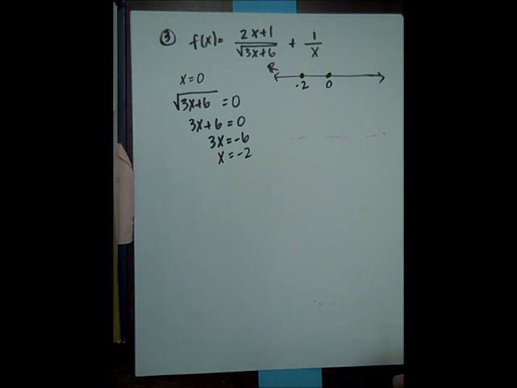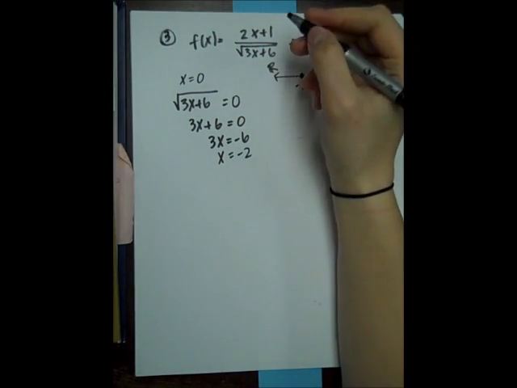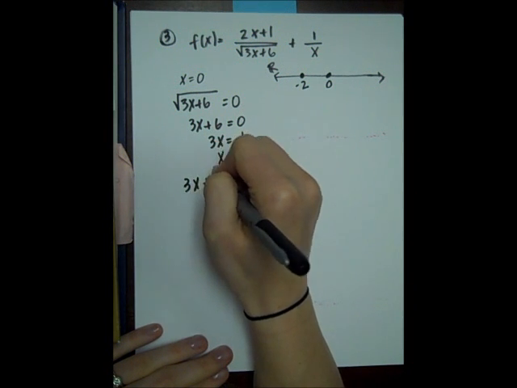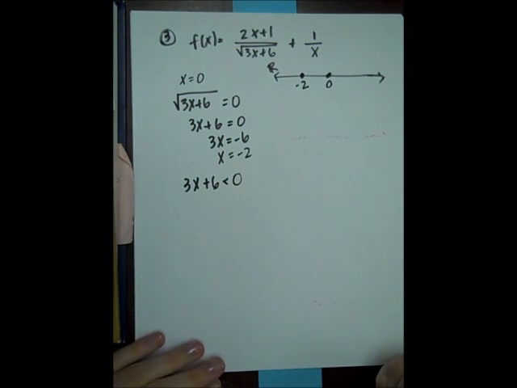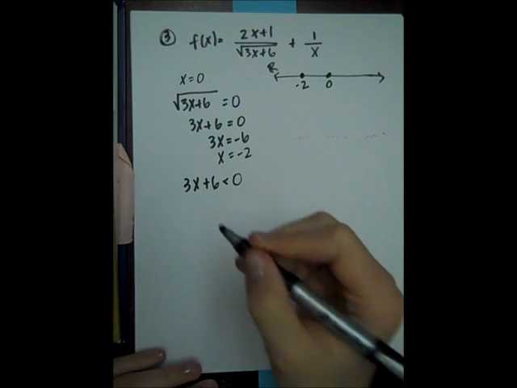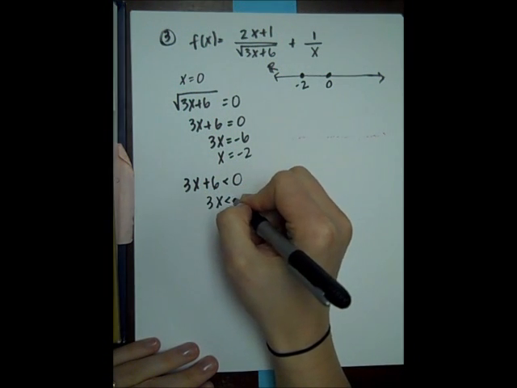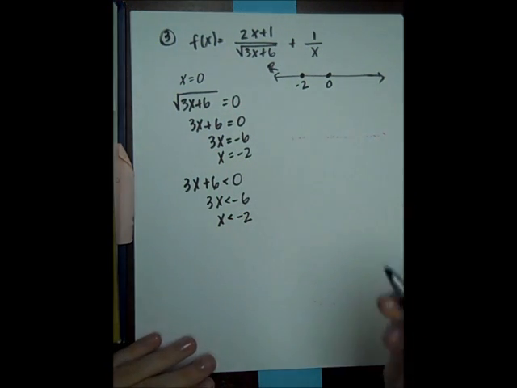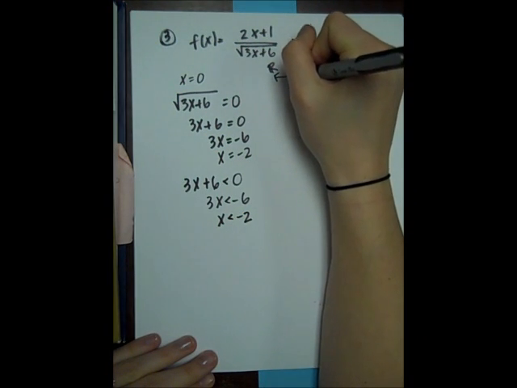Now I go on to say, are there any even roots in my problem? There are. There's a square root, so I set what's inside the radical less than 0. So 3x plus 6, set that less than 0. And now let's solve for x. So 3x is less than negative 6, so x is less than negative 2. So now I'll come up here and mark out everything less than negative 2.